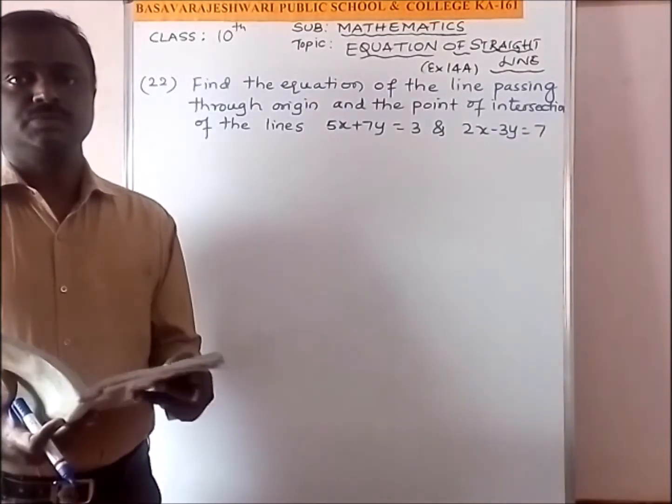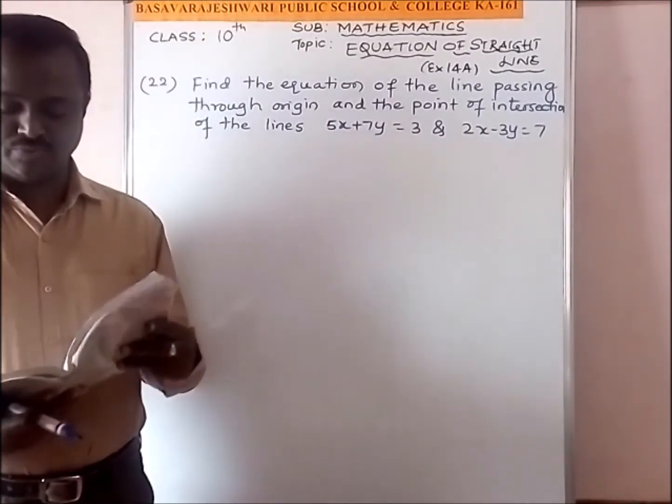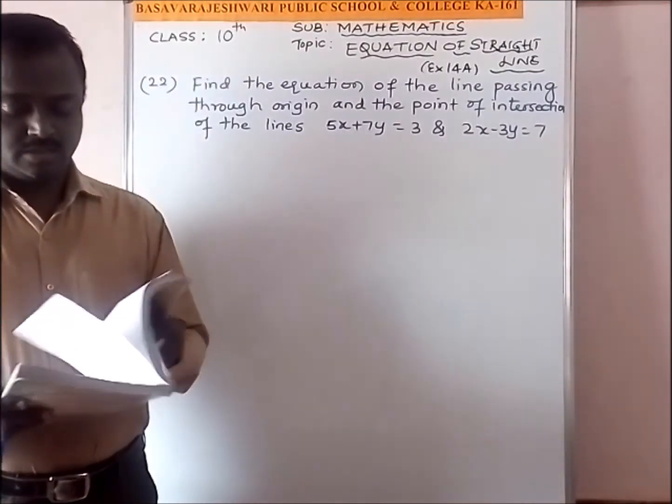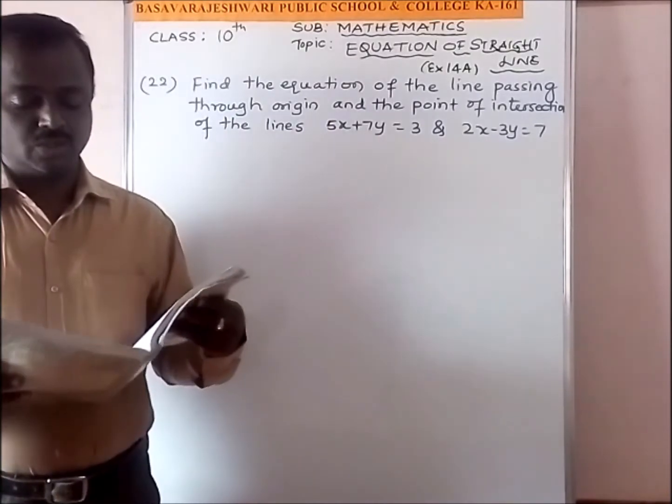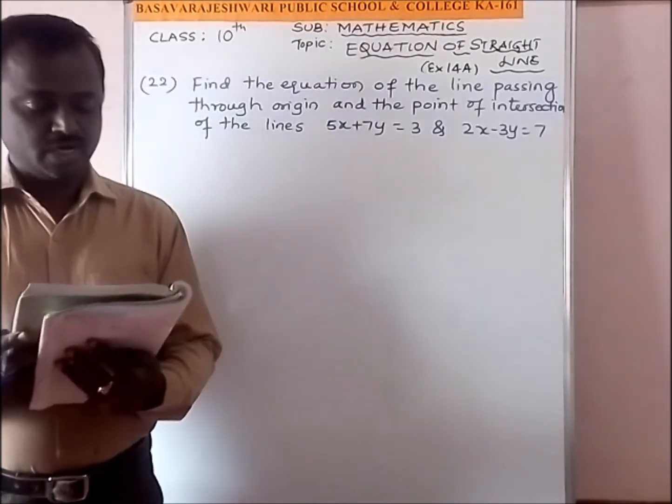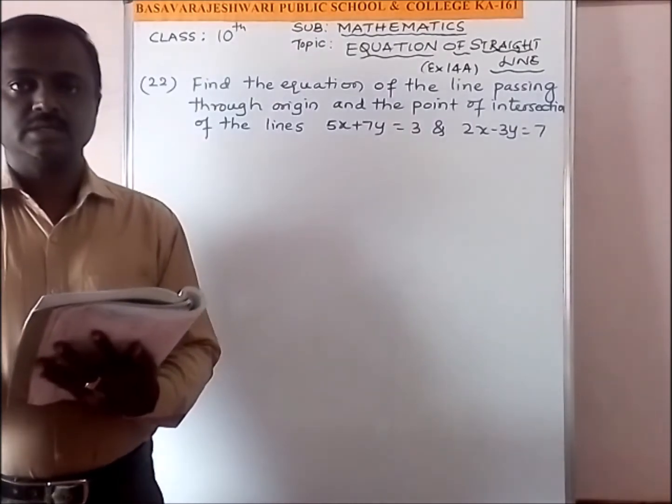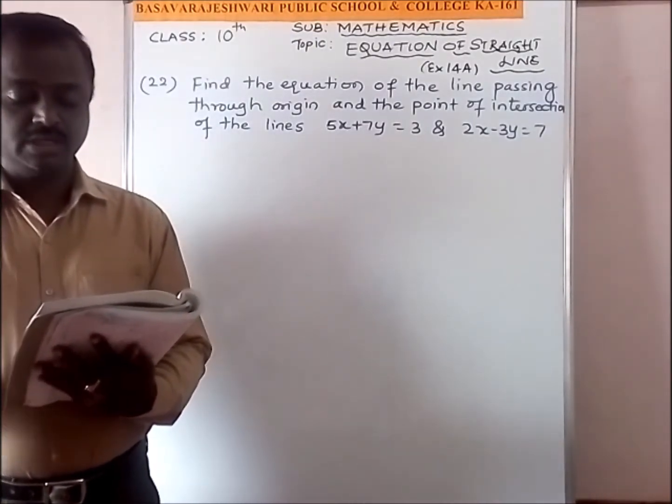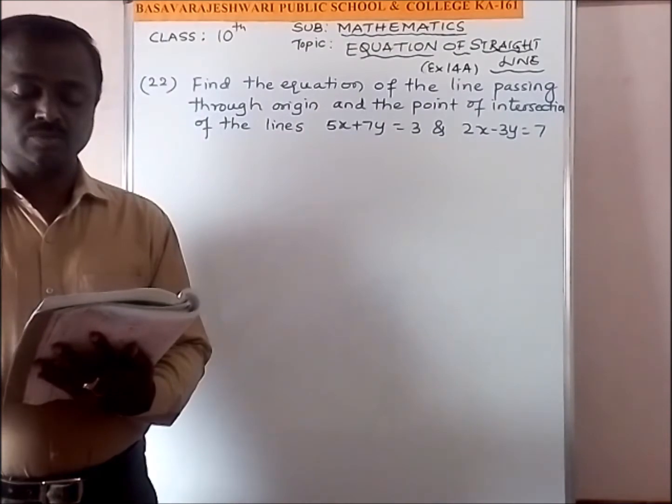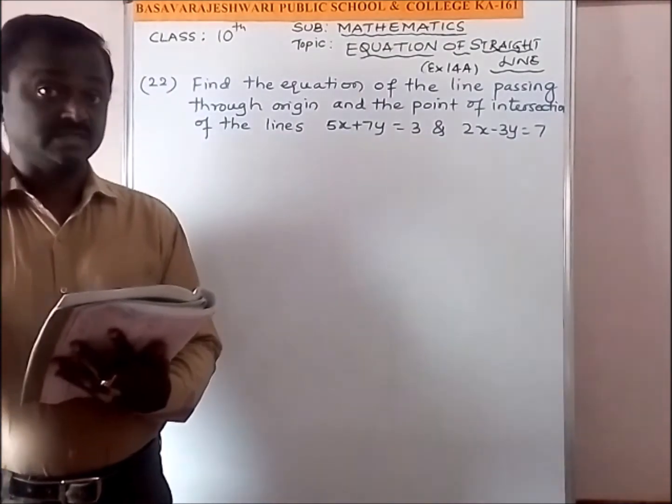Dear children, today in this session we will continue with exercise 14A, the 22nd sum. Find the equation of the line passing through the origin, and also passing through the point of intersection of the two lines.